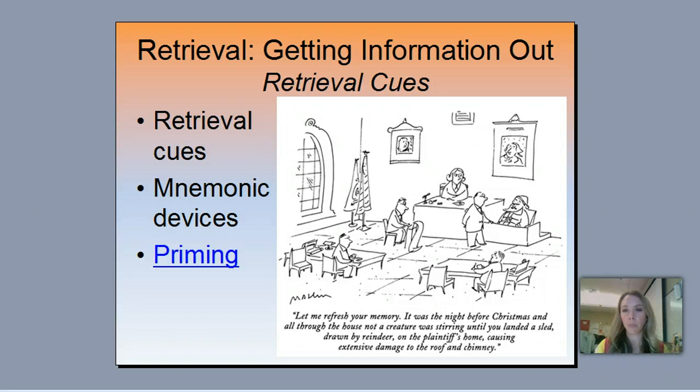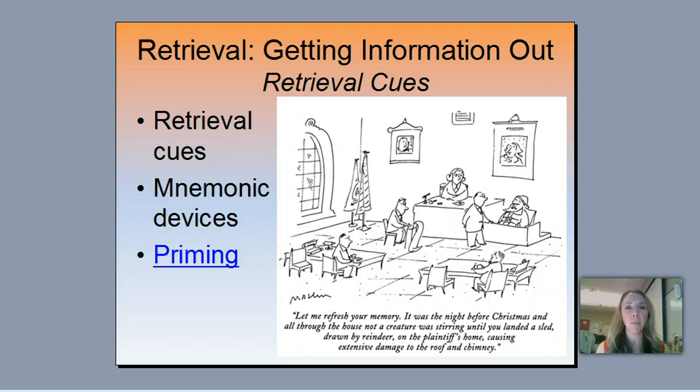Okay, so here's another example of priming. This right here is an example of retrieval cues. It says, let me refresh your memory. It was the night before Christmas and all through the house. Not a creature was stirring, not even a mouse. Sometimes if you just start the beginning of a familiar book or a poem, you're able to keep going, but someone needs to start it for you to retrieve it.